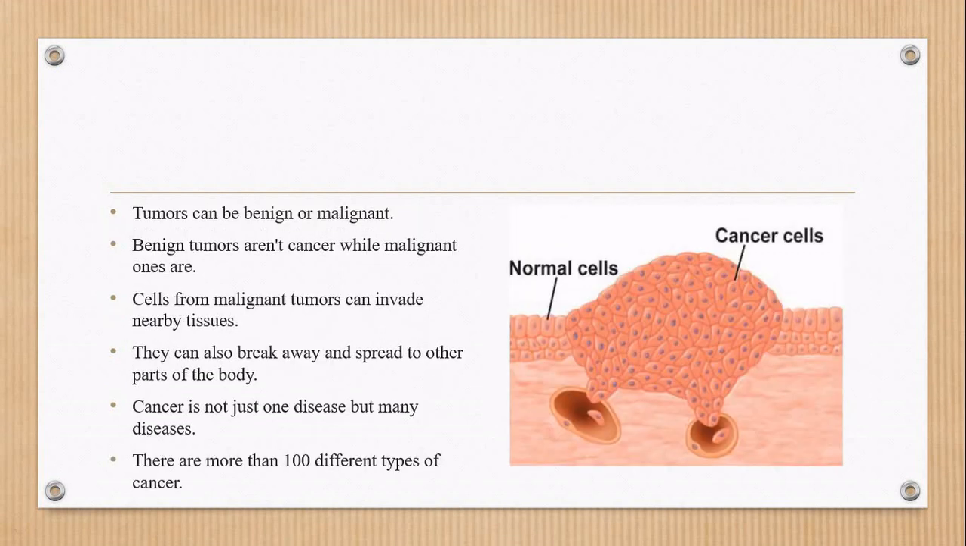Tumors can be benign or malignant. Benign tumors aren't cancer while malignant ones are. Cells from malignant tumors can invade nearby tissues. They can also break away and spread to other parts of the body. Cancer is not just one disease but many diseases. There are more than 100 different types of cancer.